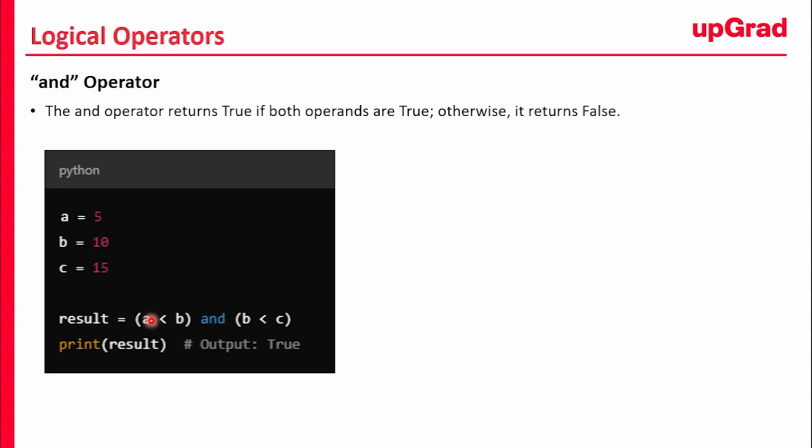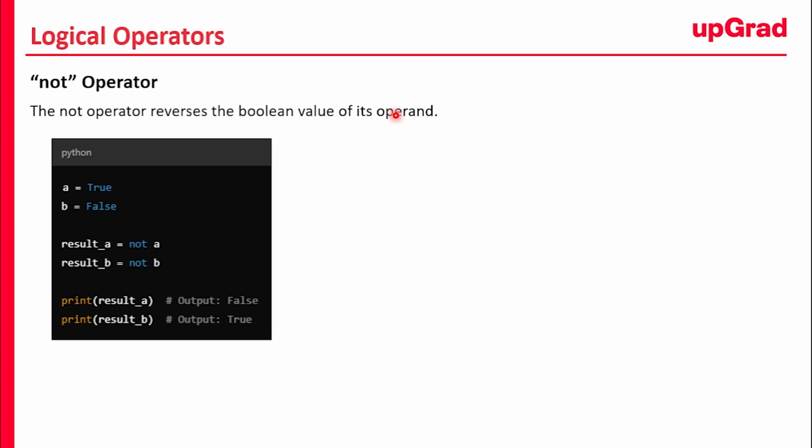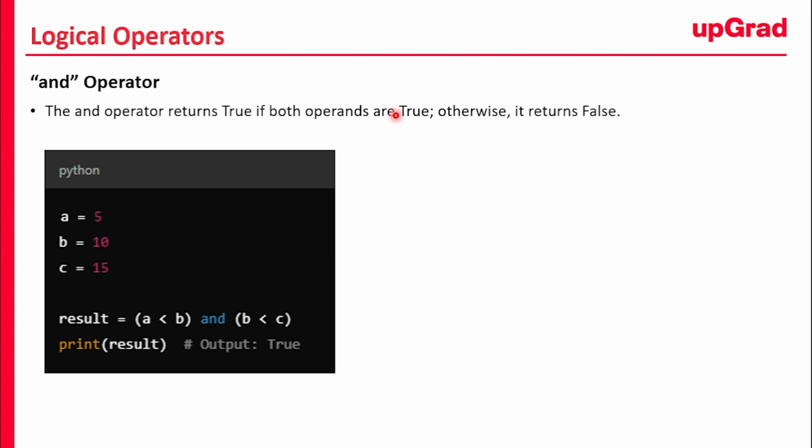The next element is the logical operators. To give you a gist, they are used to combine two different conditions. In technical terms, I would call it to combine conditional statements. They allow you to build more complex logical conditions by combining multiple comparisons. There are essentially three of them: and, or, and not. So let's have a look at what they do and how they do it.